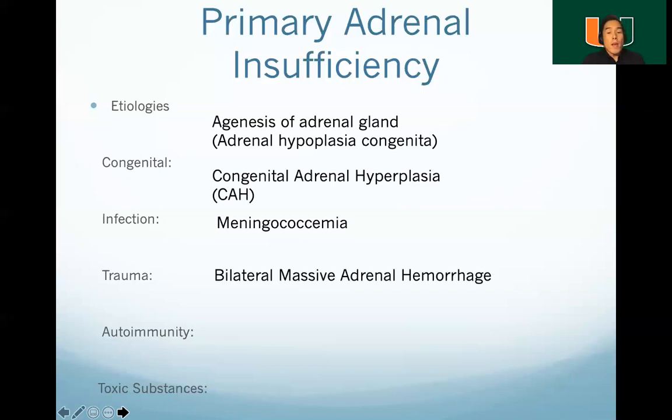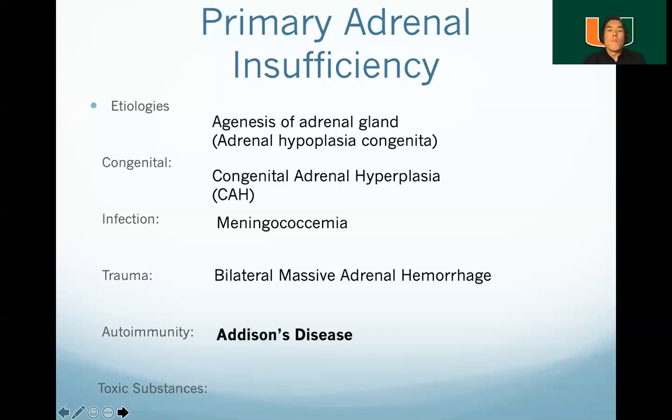Or you can have a bilateral massive adrenal hemorrhage, right? So it has to be bilateral and has to be massive, right? We get called a lot from the NICU regarding the finding of adrenal hemorrhage, right? Most of the time, it doesn't turn out to be real adrenal insufficiency, because remember, we have two adrenal glands, and it has to be really big enough to affect the function, right?